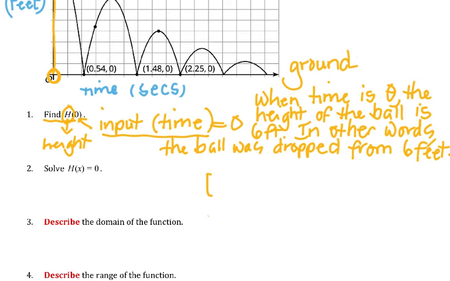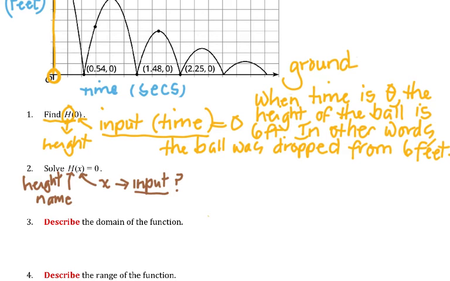So now it's asking us for h of x is equal to 0. All right, so this is where I have to think about what each part means. So we know that h is the name. We're talking about the height of the tennis ball. I do not know what x is. Remember, x is the input. So I don't know what that is. That's a question mark.